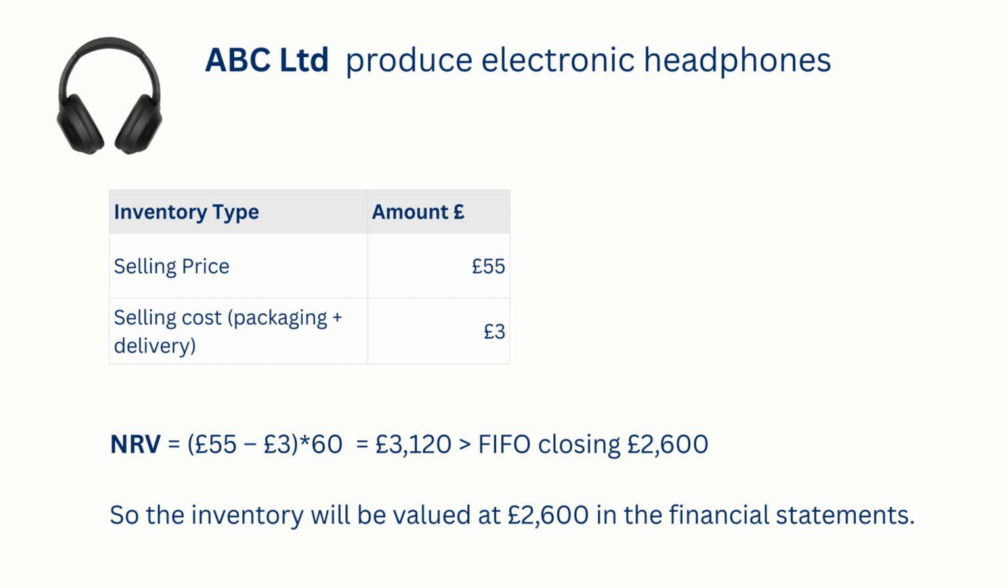Let's look at how to apply the Net Realisable Value test, which is required by International Accounting Standard 2. ABC Limited produces electronic headphones. At the end of the period, we need to check whether the inventory is valued correctly. International Accounting Standard 2 tells us that inventory must be valued at the lower of cost and net realisable value. And this is a key rule in financial reporting.